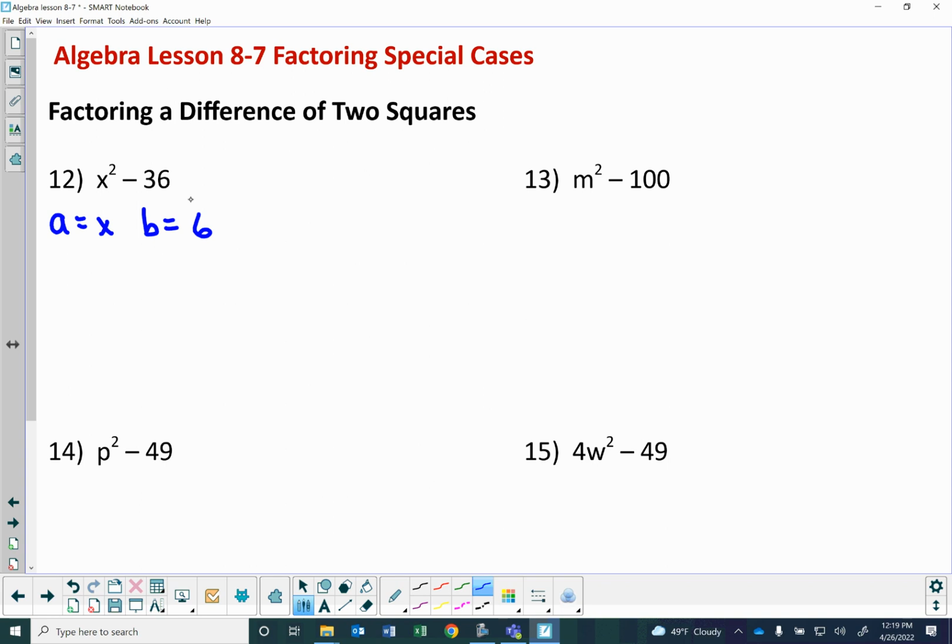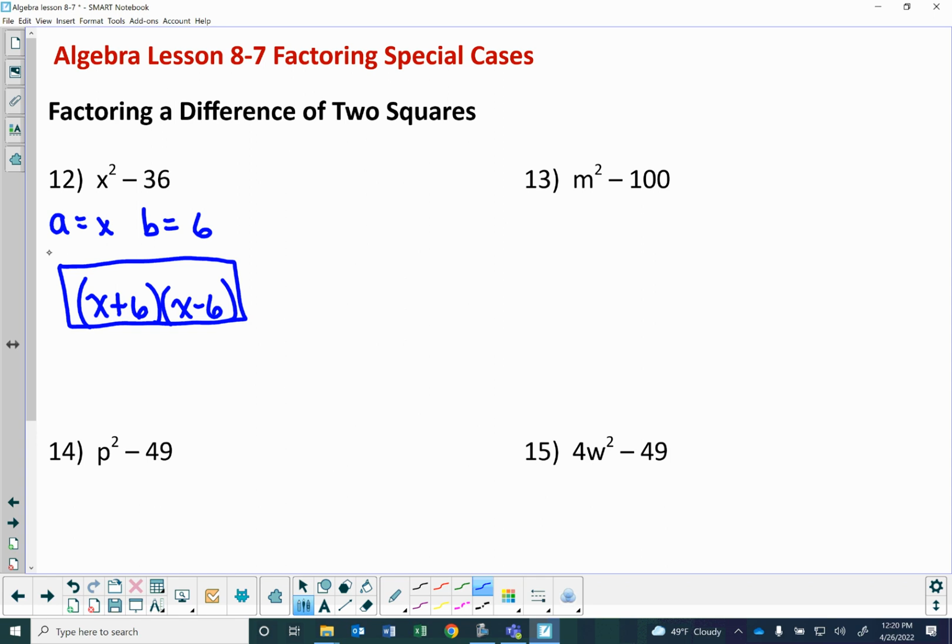So all we need to do is take the square root of the first term and take the square root of the second term, and then make sure we put 1 as a positive, x plus 6, and 1 as a minus, x minus 6. That's the only way you can get those middle terms to cancel out. And it doesn't matter which parenthesis comes first. You can do the minus before the plus or the plus before the minus.